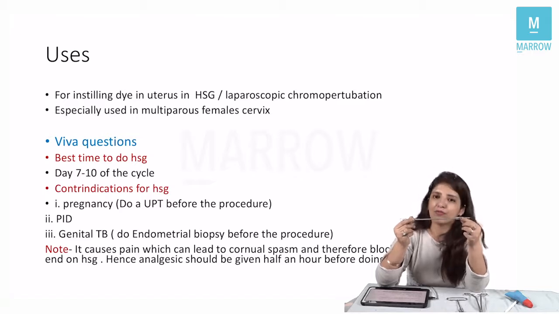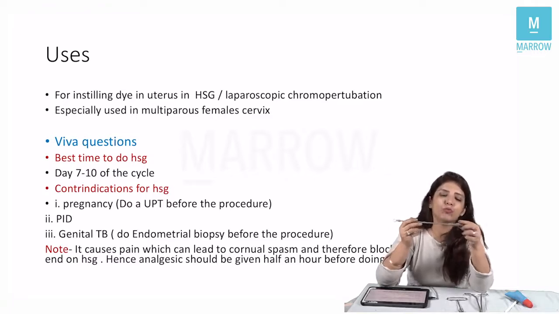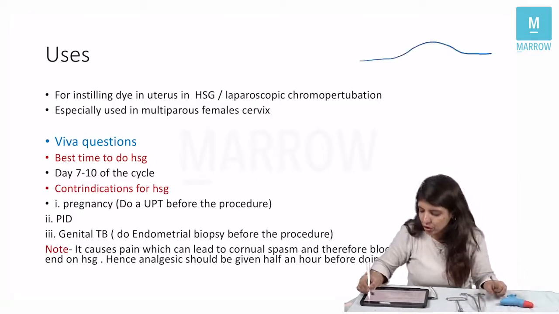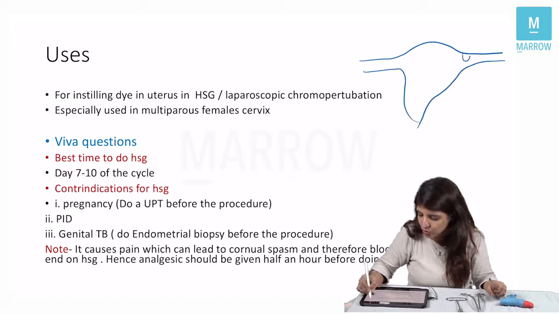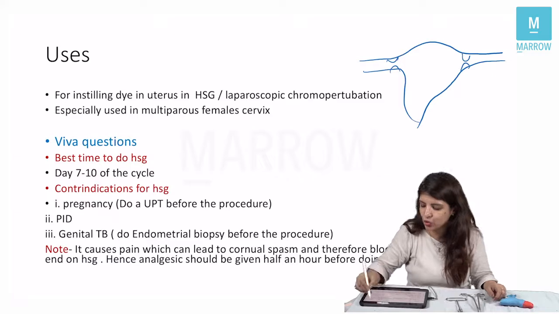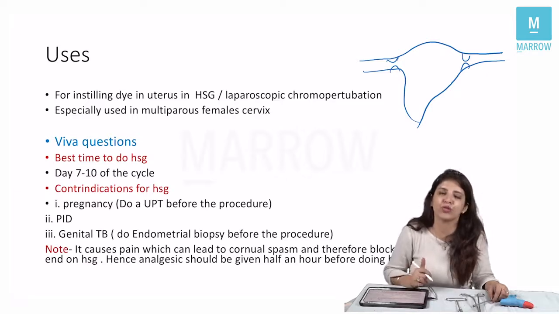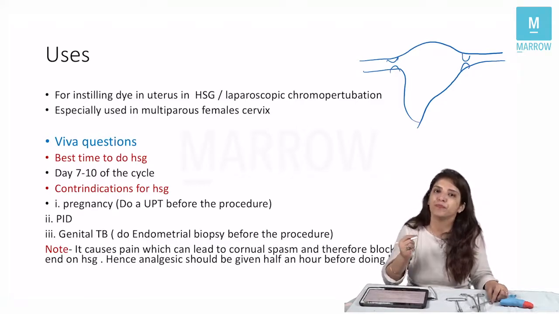If you do not give analgesics to the patient, due to pain the cornual end of the tube undergoes spasm. Because the cornual end of the tubes undergoes spasm, the dye is unable to pass ahead, and that is going to lead to bilateral cornual block on an HSG. So if the question comes, what is the most common cause of bilateral cornual block on HSG, you are going to say, ma'am or sir, this is physiological, because of the spasm of the tubes.